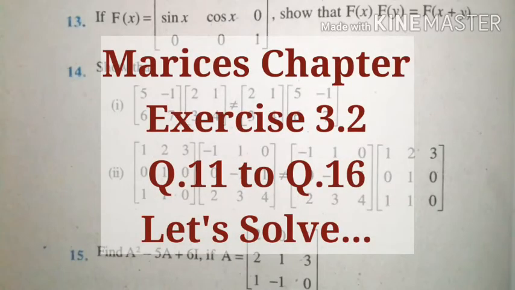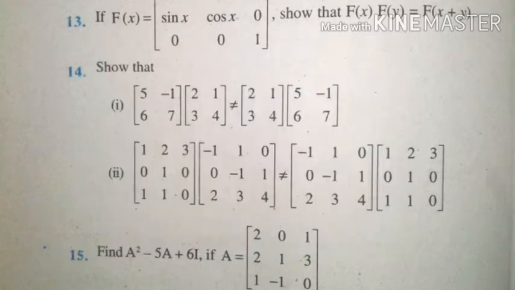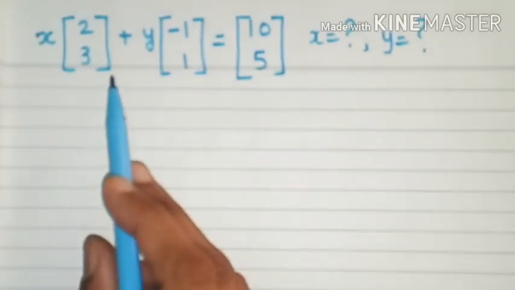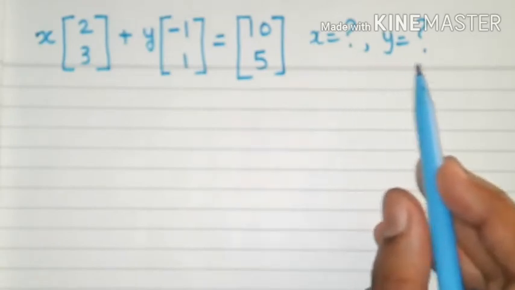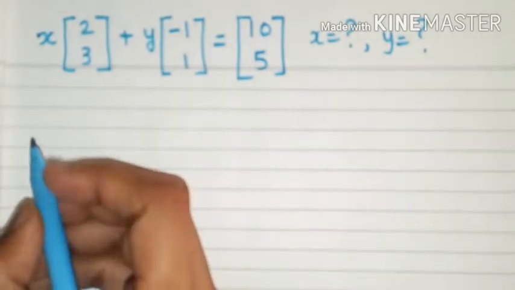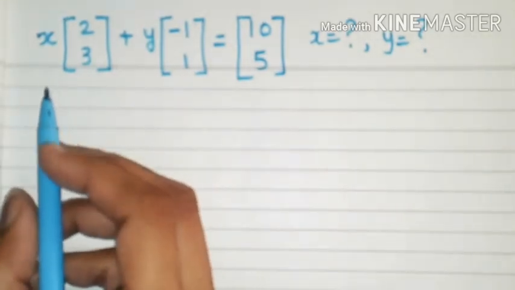Hi friends, in this video we will solve question number 11 to 16 of exercise 3.2. So let's start. This is the 11th question and we have to find the value of x and y. So what do we do first? We have to do scalar multiplication.